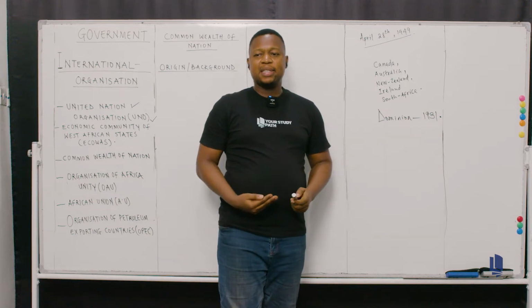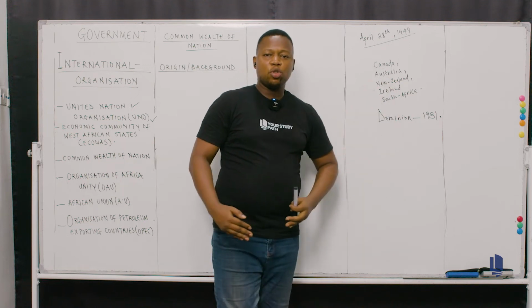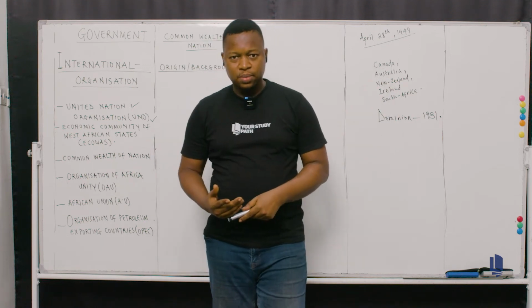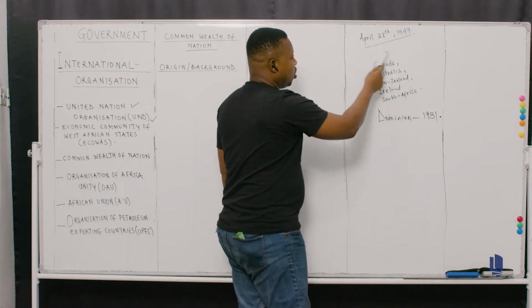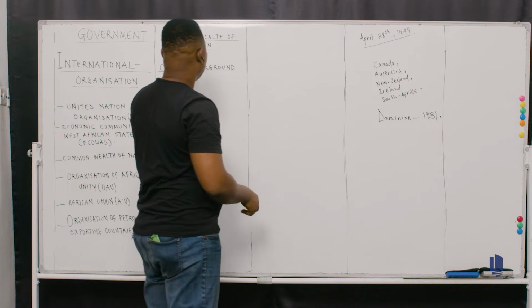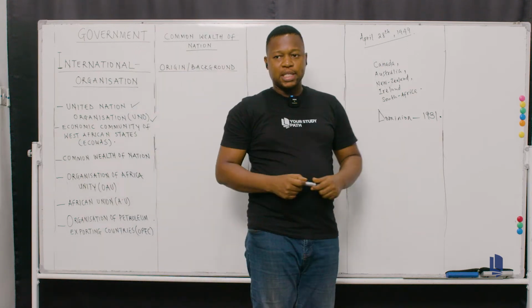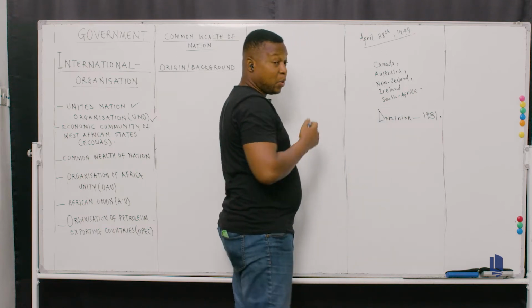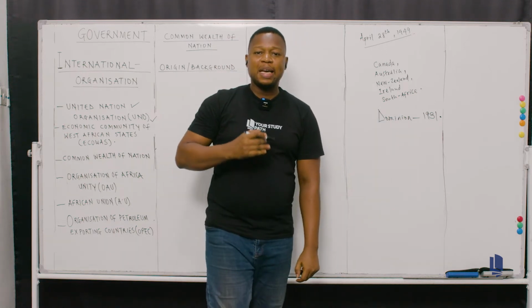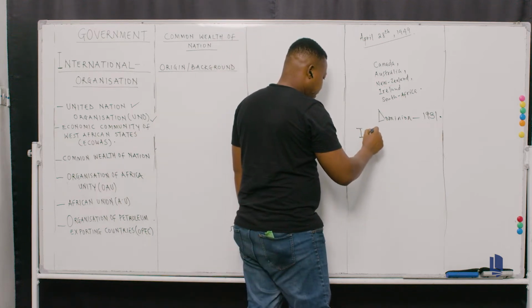Now, after that, they were tired of what? The name called Dominion. They wanted to be on their own. That was when we now have what? These countries formed the Commonwealth of Nations, April 28, 1949. So they were given this name, Dominion, in 1931 at a conference called the Imperial Conference.